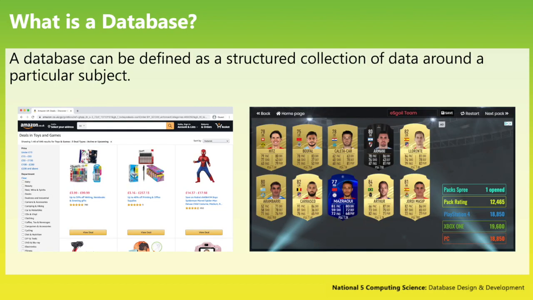A database can be defined as a structured collection of data around a particular topic. For example, Amazon. The Amazon website is a database of all the products that they sell. Websites like Footbin, where you can pick FIFA players, are databases and we have lots of different information about them. Amazon and websites like Footbin put a nice user interface on the front end of their database so they look nice to the user. For our purposes at National 5, we are not worrying about the front end and how it looks, we're worrying about how it's designed, built and how we use it.